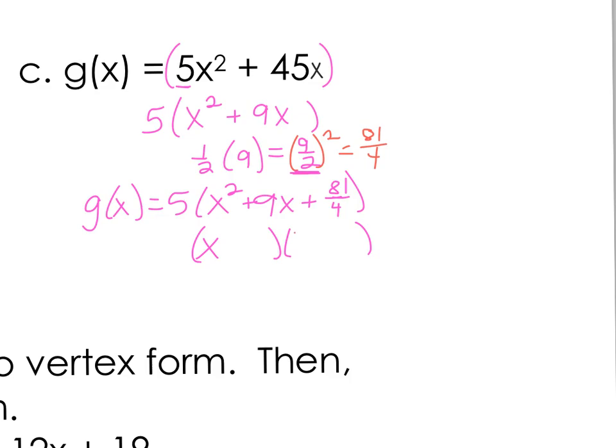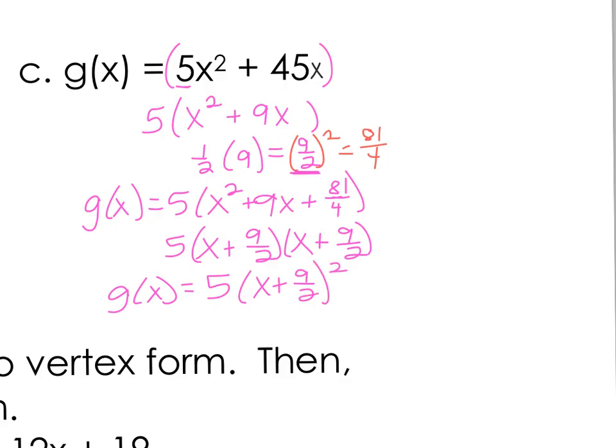X squared would separate into x times x. 81 fourths would separate into 9 halves and 9 halves, plus and plus. Don't forget, there's that 5 out in front. And so we'll have g of x equals 5 times x plus 9 halves squared. So 81 fourths is what would make that a perfect square, and the perfect square binomial is at the bottom.